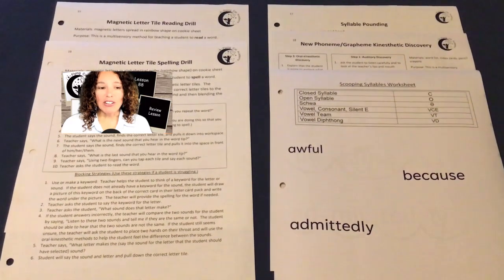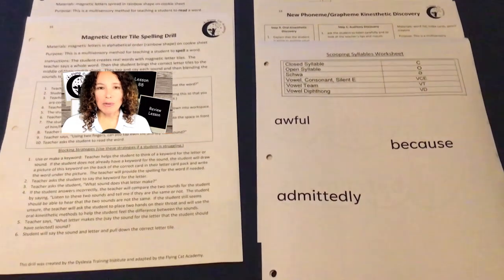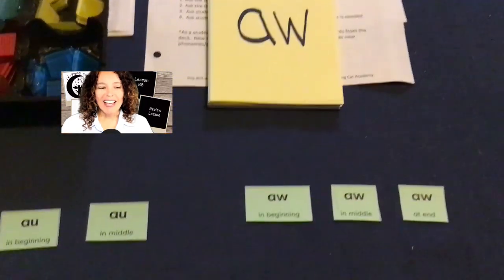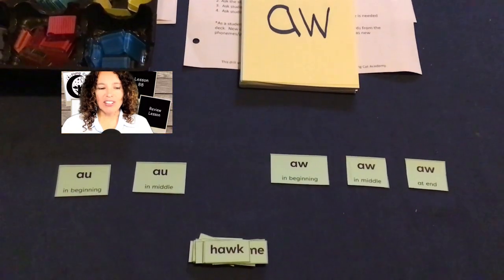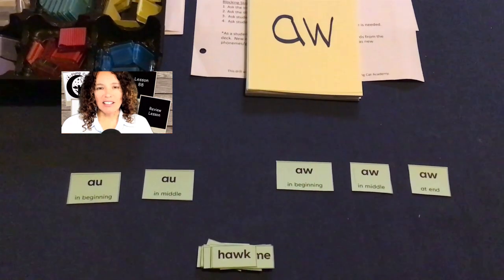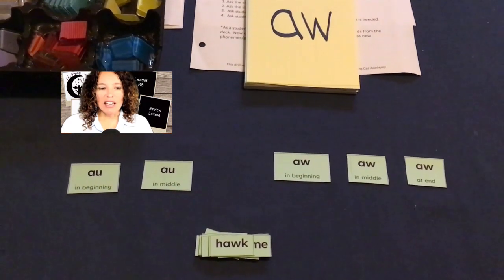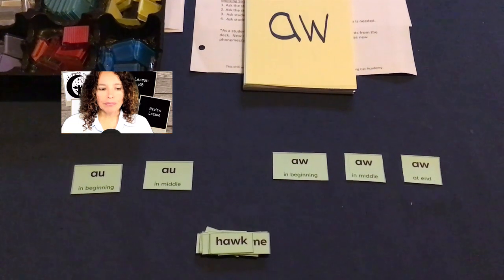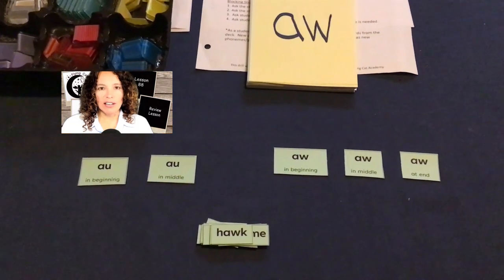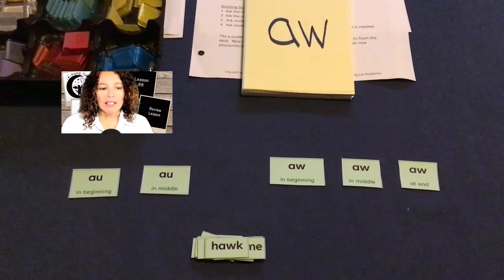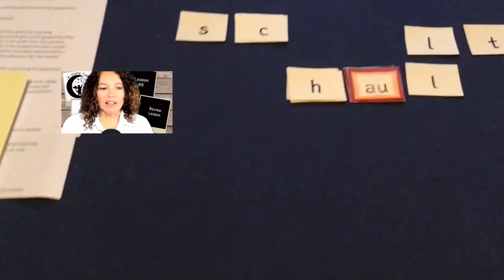For the syllable pounding, you'll need the instruction sheet and the new phoneme grapheme kinesthetic discovery sheet and the sheets for the lesson. In addition, we'll have the sort that we used in the previous lesson, in lesson 87. This is the AU-AW card sort, and we'll be using that in a little different way today. But you'll have it just set up on the table like you did in the last lesson.